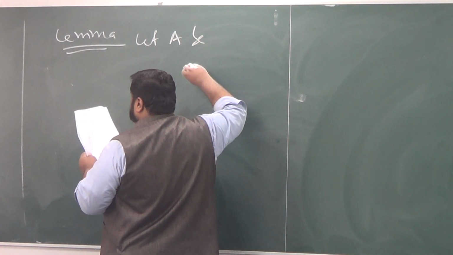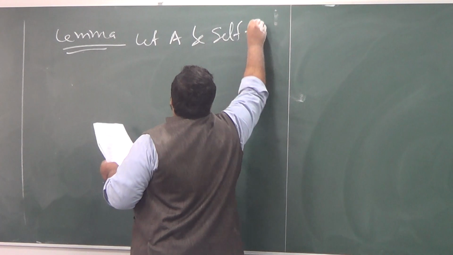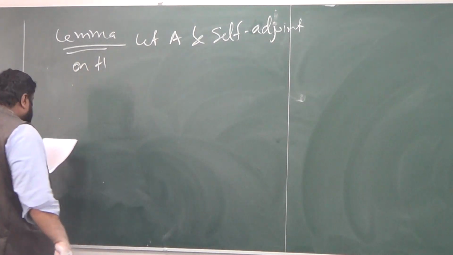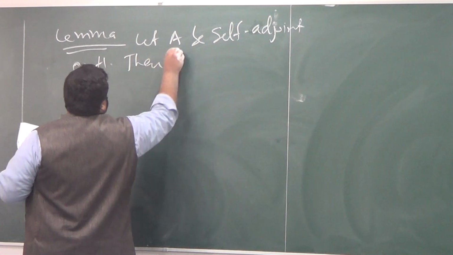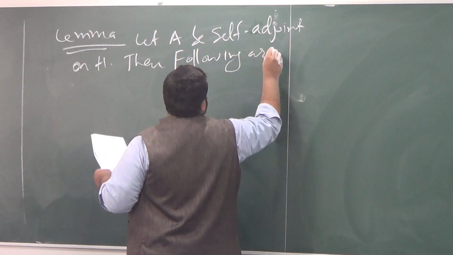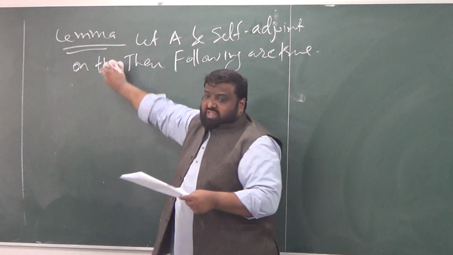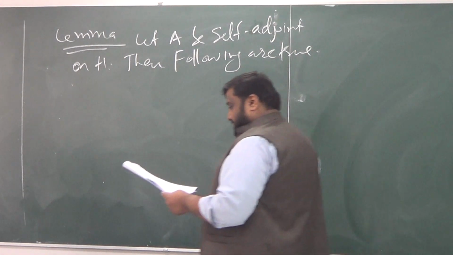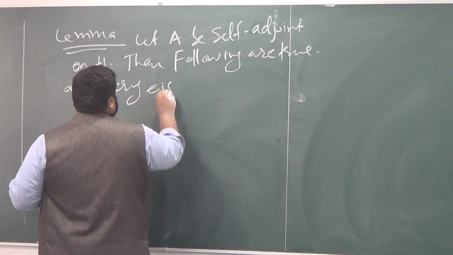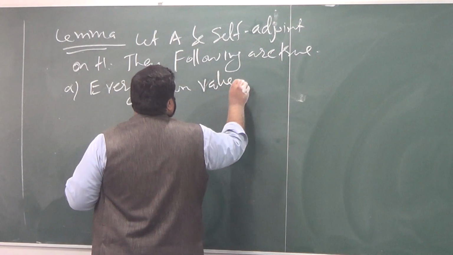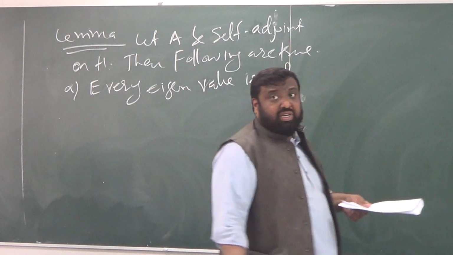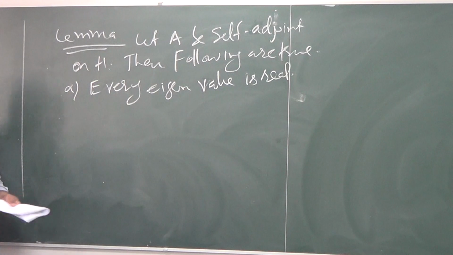So here is the thing. Let A be a self-adjoint operator on H, where H is obviously a Hilbert space. Then the following are true. Part A: every eigenvalue is real. Self-adjoint operators never have complex or any other eigenvalues.